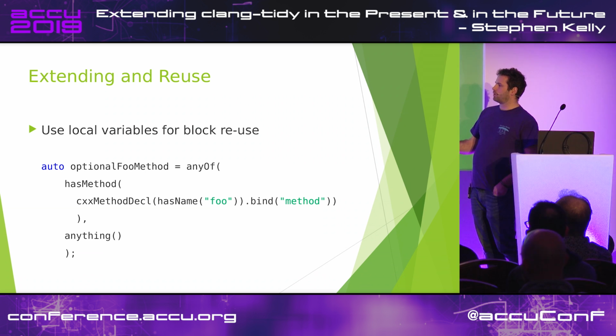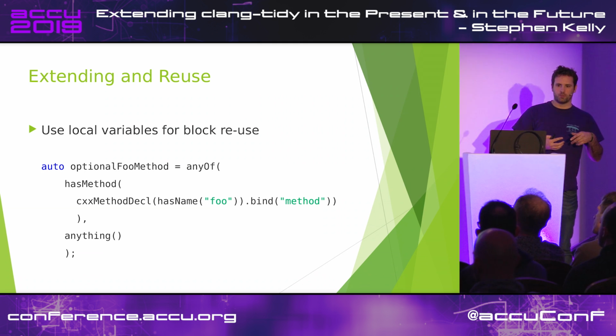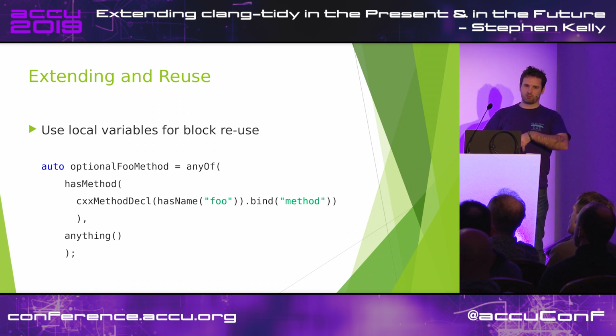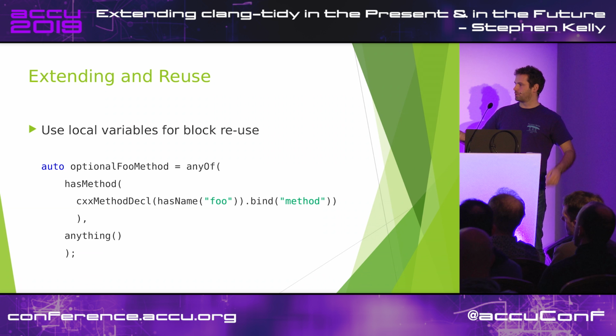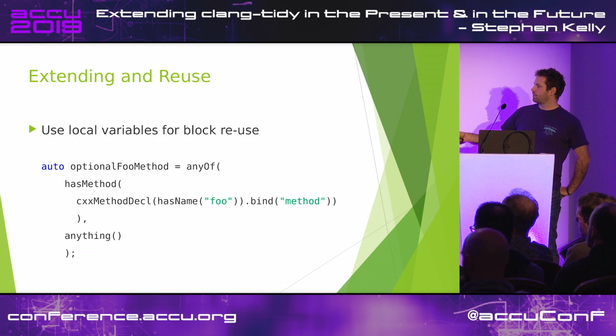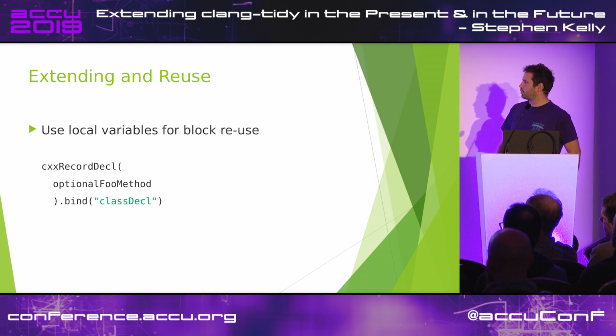So another thing that we can do is, if we have our C++ code with a big, long, nested matcher, we would want to refactor that, partly because we want to reuse parts of it. And we can do that by just assigning it to an optional variable in C++. So here I have my anyOf method, and then I can use that in place of where I cut it out of. So that's quite easy.